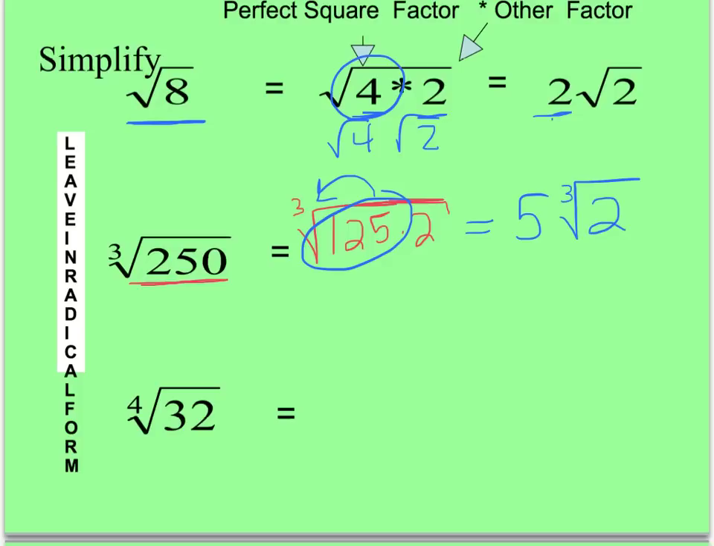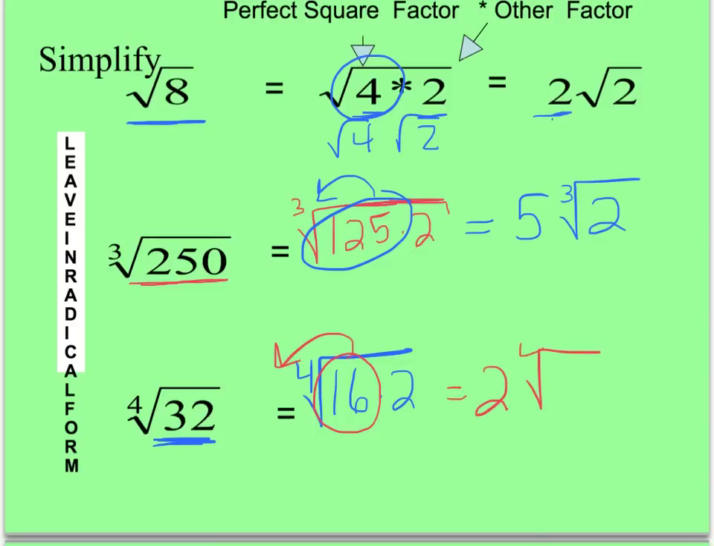And then finally, looking at this last example here, I have the 4th root of 32. I would look in my list of 4th roots, or 4th powers, to see if 32 is there. And I would see that it is not there. I do not have any number that can be raised to a 4th power and get 32. But it is divisible by 16. So I'm going to rewrite this as 16 times 2. I'm simply taking the 4th root of 16. That is 2 times the 4th root of 2.